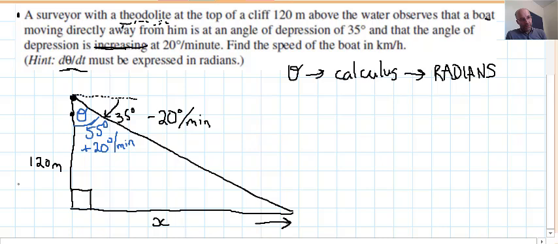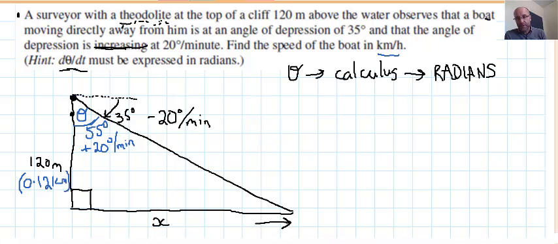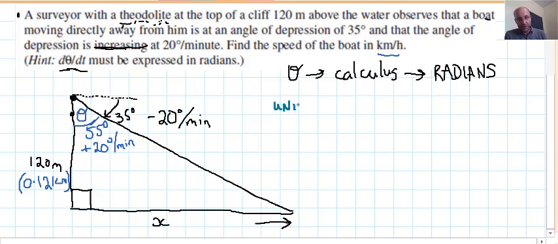Now, because we have to find the speed of the boat in kilometers per hour, I'm going to change the height to kilometers. So 120 meters is 0.12 kilometers. We have to be very careful with our units in this question: the angular units and also the units of time and distance. So be cautious about units.